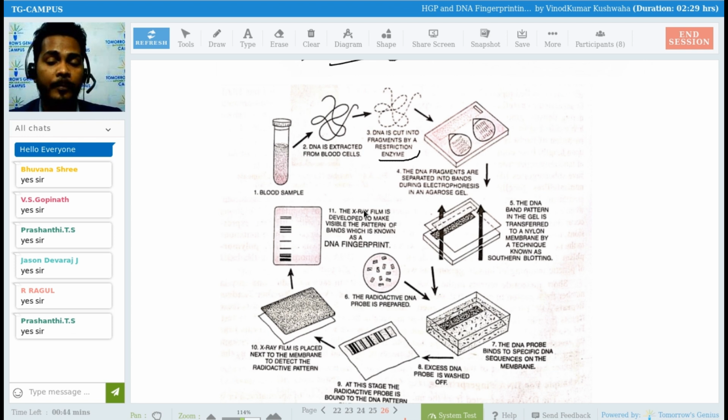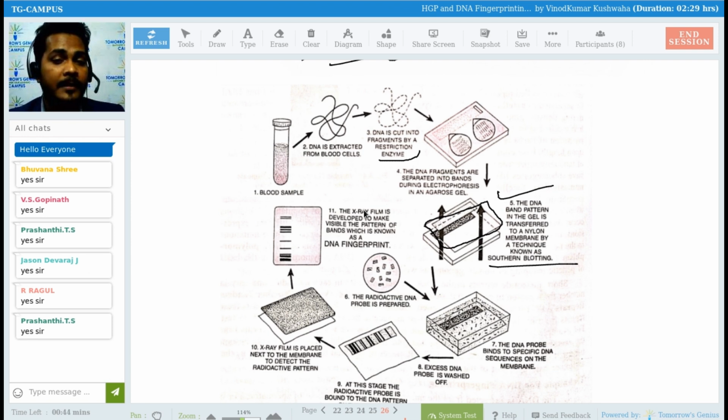On this agarose gel you can separate the DNA according to their size. Once it is separated, the next step is that the DNA band pattern in the gel is transferred to a nylon membrane. You can see it is transferred to the nylon membrane. This is the upper one, which is the nylon membrane, by the technique called southern blotting. So how do you transfer the DNA to the nylon membrane? This technique is called southern blotting.